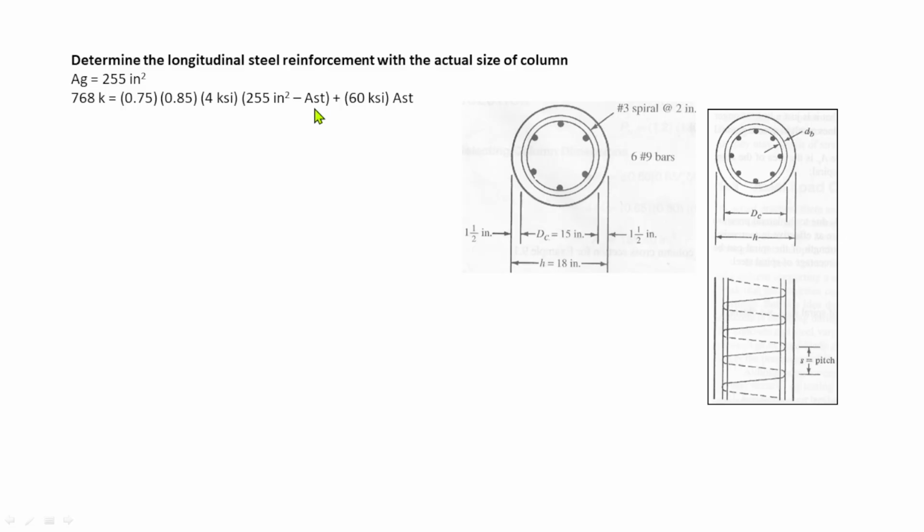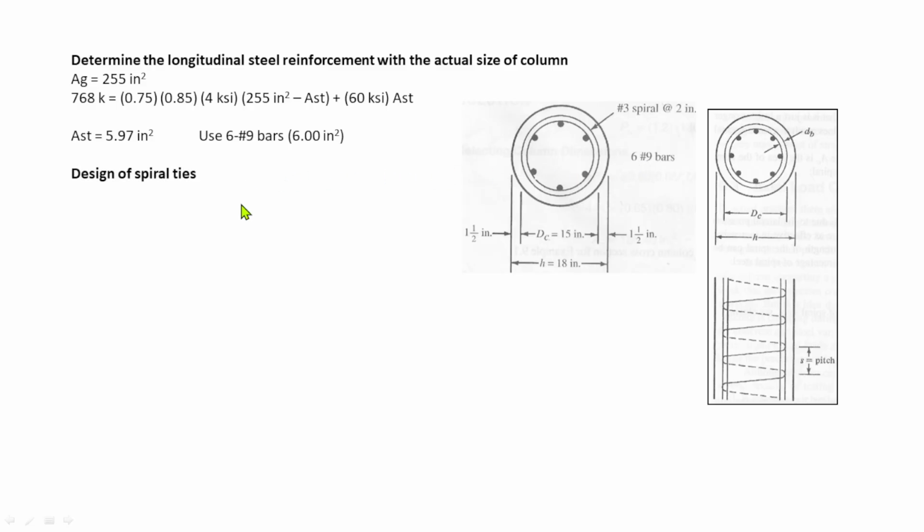From that equation, we will check the actual area of the steel. So 768 is equal to 0.75 times 0.85 times 4 ksi times the gross area of the concrete plus 60 ksi times the area of the steel. The only unknown is the area of the steel, and that would give us 5.97 square inches. If we use number 9 bars, 6 pieces, that is equivalent to 6 square inches, and that is our longitudinal reinforcement, which is this one here, 6 pieces. So we have 6 number 9 bars.